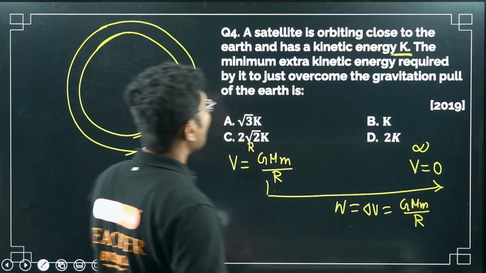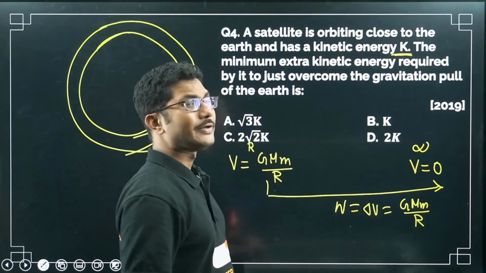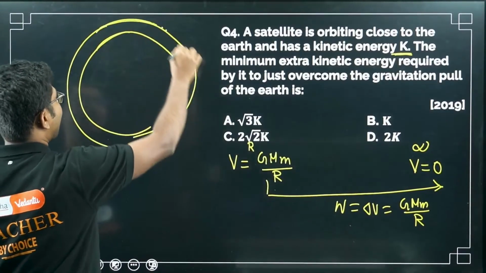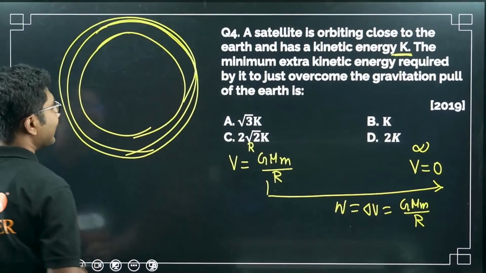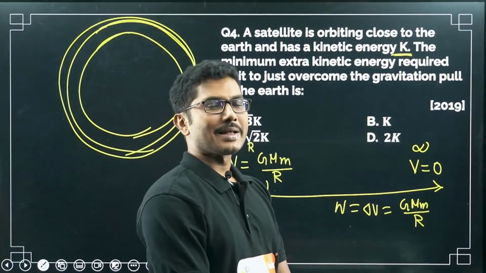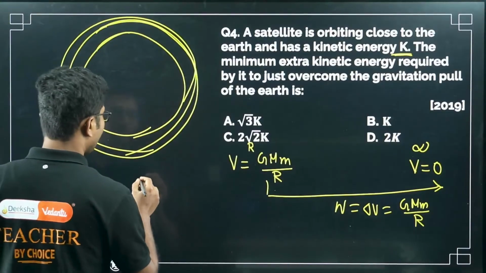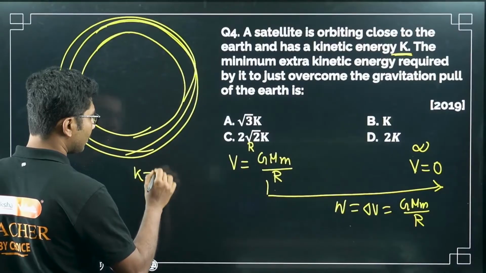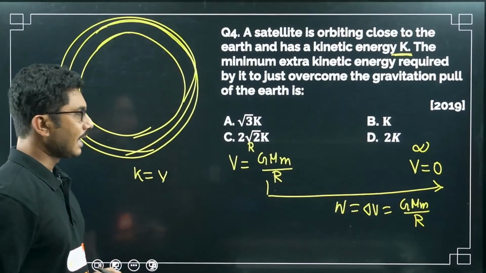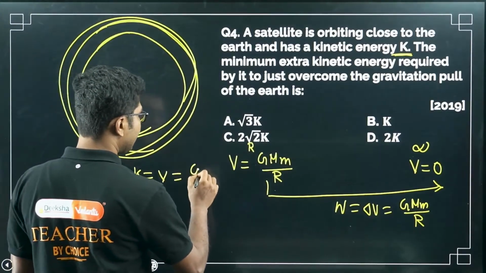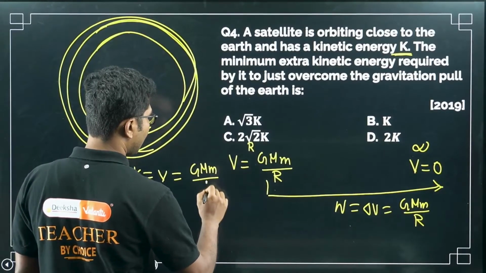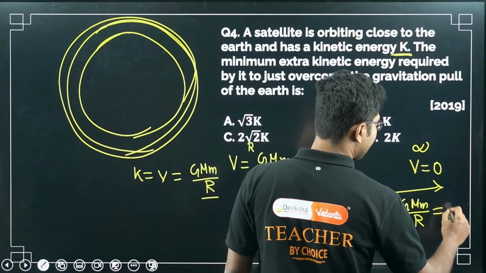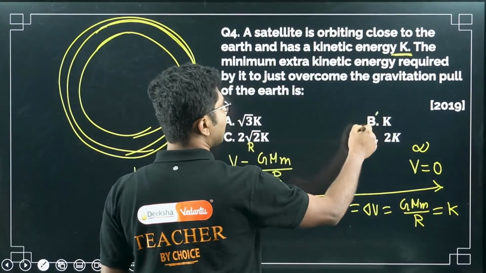Now here, what is the relationship between kinetic energy and potential energy? When the satellite is rotating around the earth, its kinetic energy is basically the same as the potential energy, right? So kinetic energy should be the same as potential energy, so kinetic energy is also V. So that should also be GMm by r. So the extra work done that you need to do is again equal to K. So the correct answer is K.